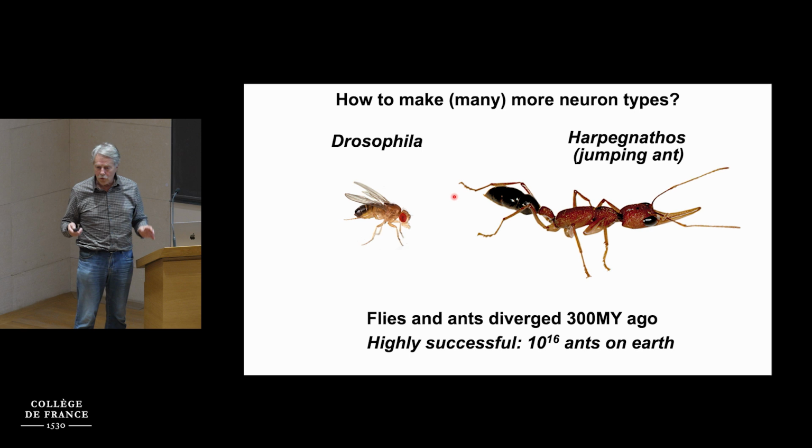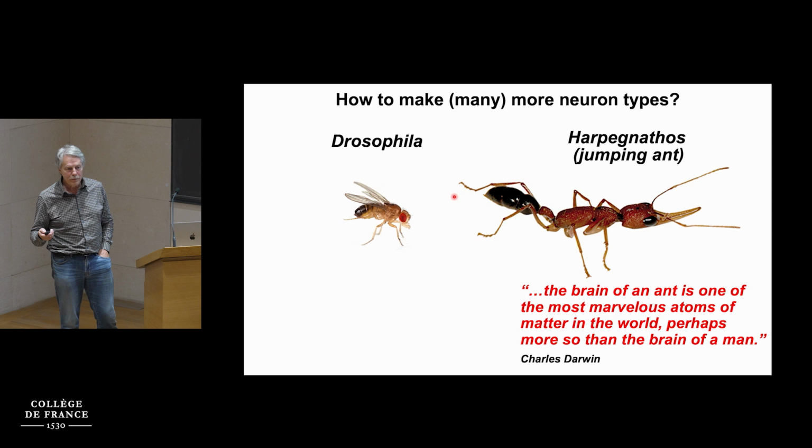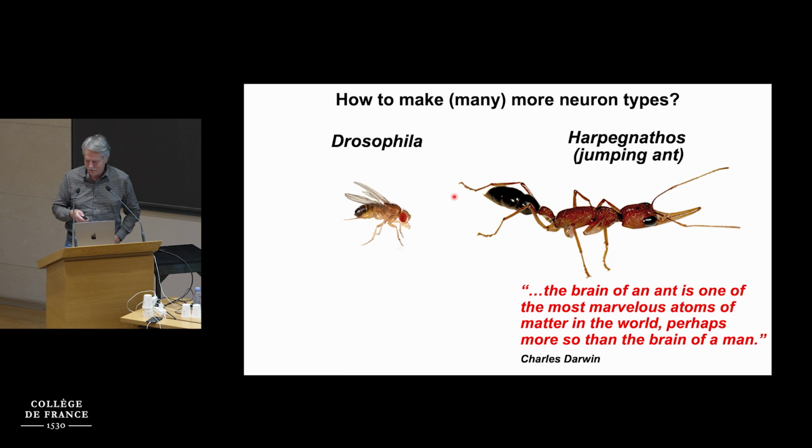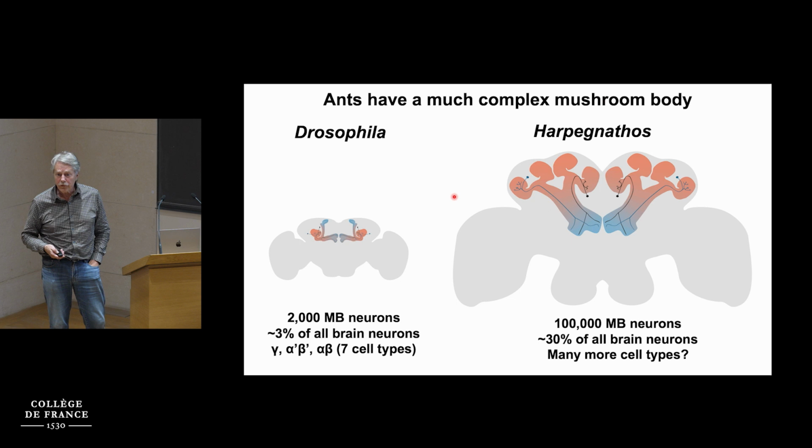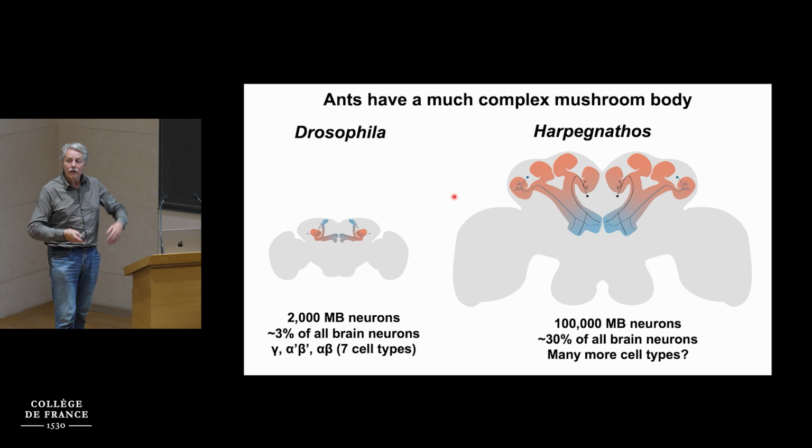Okay, and as a consequence of that, it's a quote from Charles Darwin. So the people who work on human, take note of that. Darwin knew what he was talking about. So the mushroom body of the ant is much, much larger. It contains 100,000 neurons instead of 2,000 in flies, and it represents 30% of the brain of an ant as compared to the brain of a fly. Again, ants are much smarter and they do a lot of social stuff, which means it's very important.